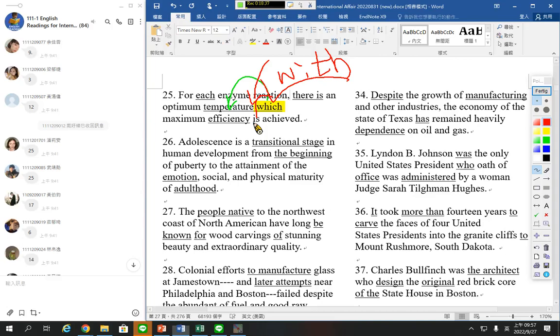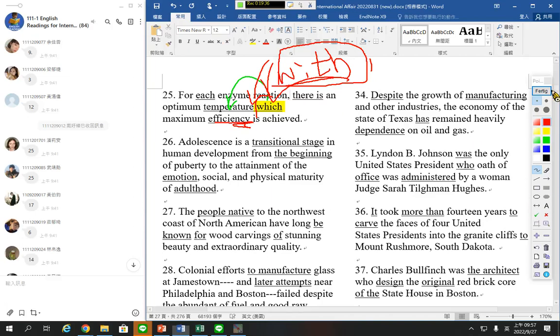maximum efficiency is achieved. Why do we use with? Because with the temperature means that with the temperature, we can achieve the maximum efficiency. So can we write this sentence as two sentences? Yes. Let's look at this. For each enzyme reaction, comma, there is an optimum temperature, period. Maximum efficiency is achieved with the temperature. See, with the temperature, which refers to temperature, right? So maximum efficiency is achieved with temperature. So that's why we need to put a with before here. So the answer is here.